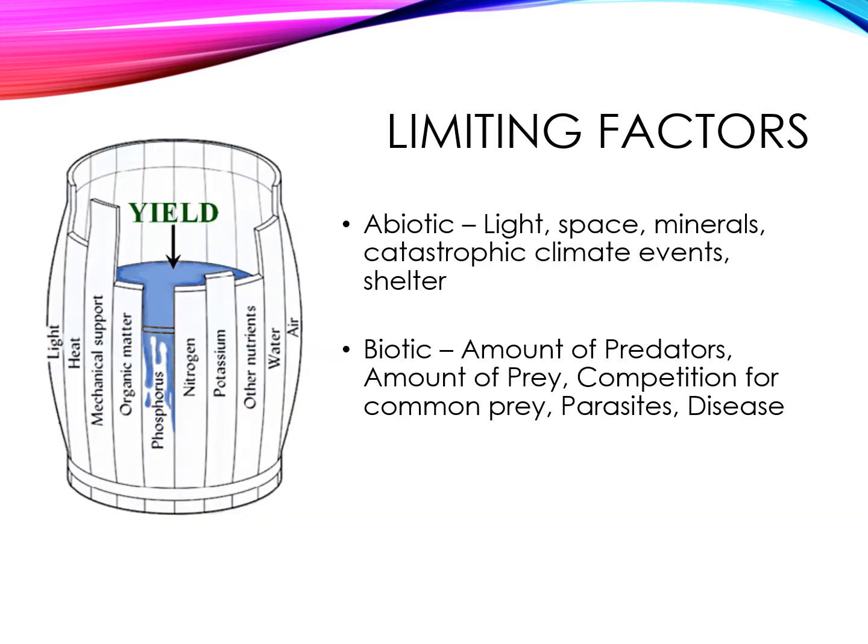Limiting factors can be found in abiotic, non-living, and biotic, living ways. So some examples of abiotic would be light, space, minerals, catastrophic climate events, shelter, things like that. Then biotic could be the amount of predators, or the amount of prey, or competition for a certain common prey item. Things like parasites and diseases. Those can be examples of biotic limiting factors.